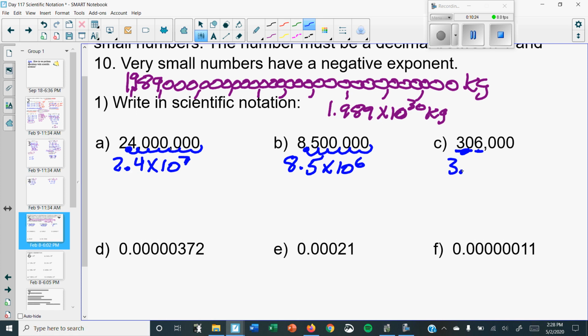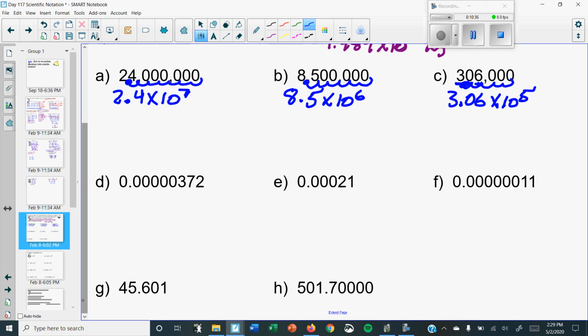$3.06 is between $1 and $10. So 3.06, and now swoop. 1, 2, 3, 4, 5. So times 10 to the 5th. And there's your answer.